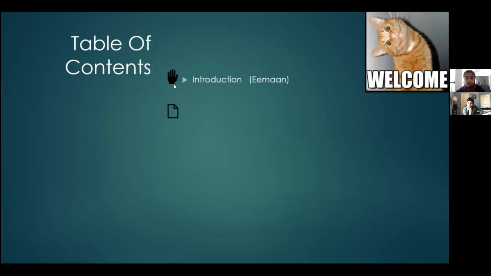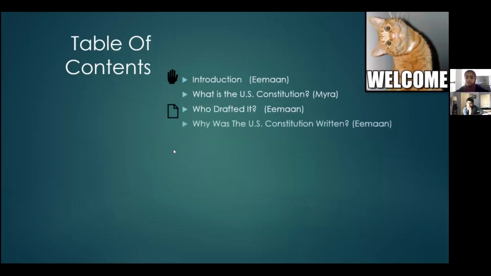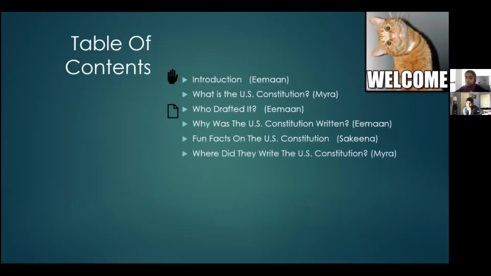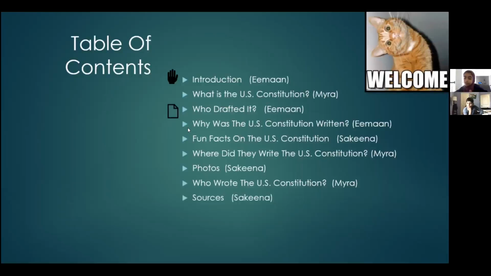Table of contents. Introduction. What is the U.S. Constitution? Who drafted it? Why was the U.S. Constitution written? Fun facts on the U.S. Constitution. Where did they write the U.S. Constitution? Photos. Who wrote the U.S. Constitution? Sources. And finally, the conclusion.